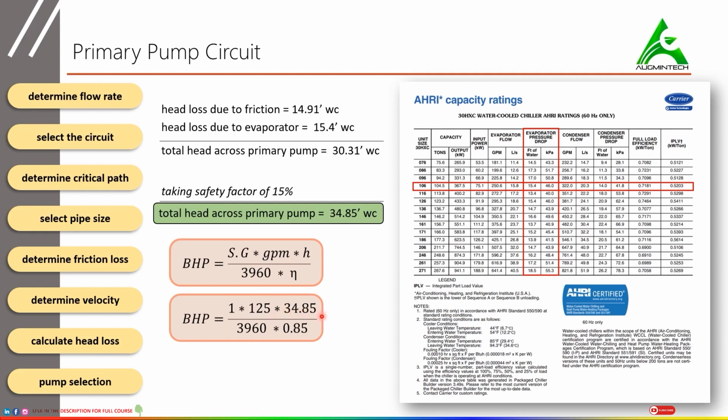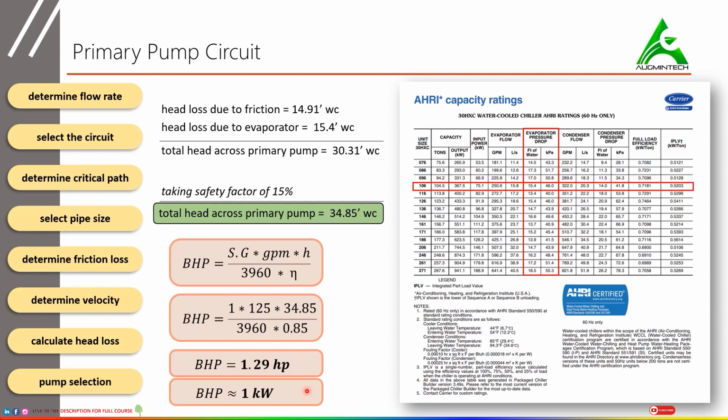Then the head loss the pump has to overcome is 34.85 that we calculated from here, 3960, and the efficiency I'm taking as 85%. On calculating this value, we get 1.29 HP. So what is the power of the pump that is required in order to overcome this much friction? 1.29 HP. In SI unit, this is approximately equal to 1 kilowatt. So the pump that has to be selected in order to facilitate this process is 1.29 HP or 1 kilowatt.